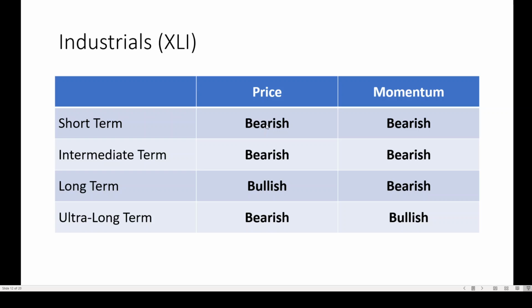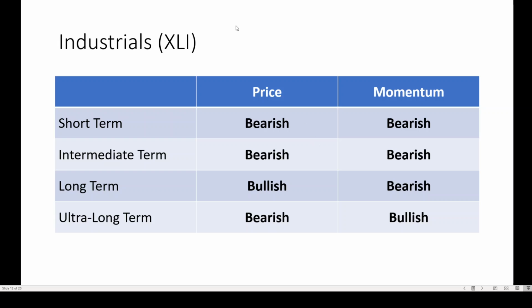How about industrials? Short term is starting to flip over. Intermediate term has flipped to bearish. There's still some long term and ultra long term bullish signals out there, but we're starting to see that trend change. And the intermediate term is pretty powerful. That's where you really start to see trends change.